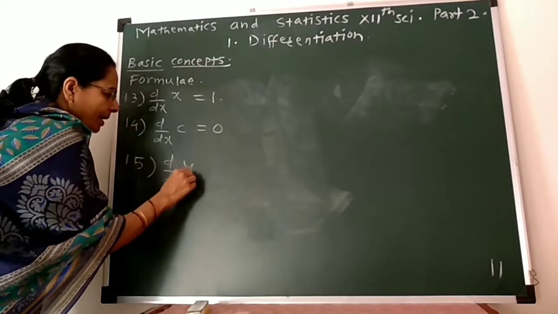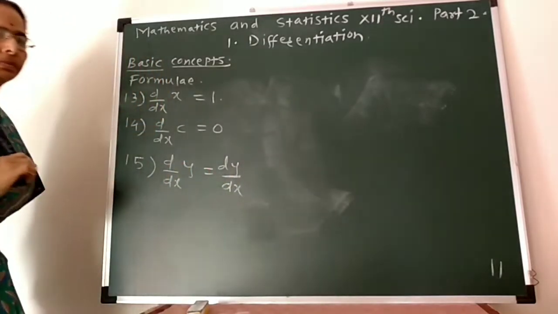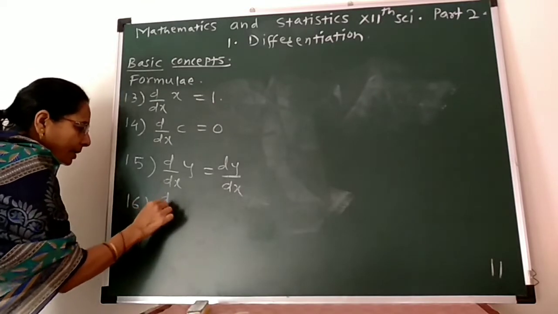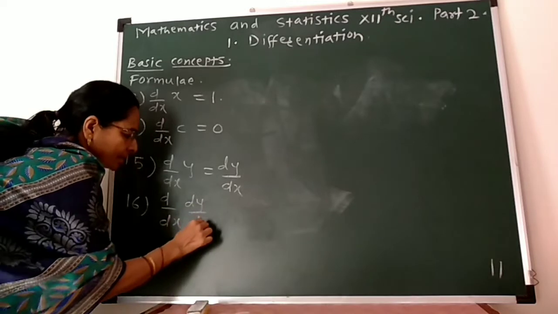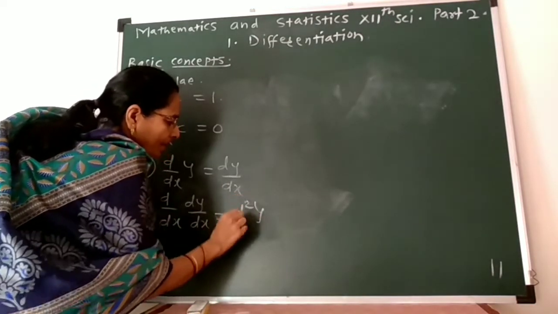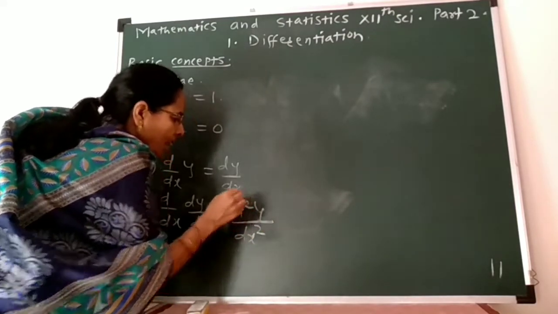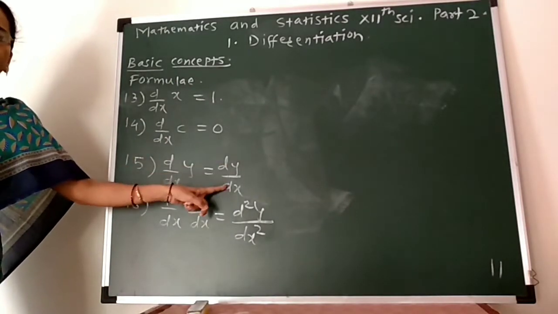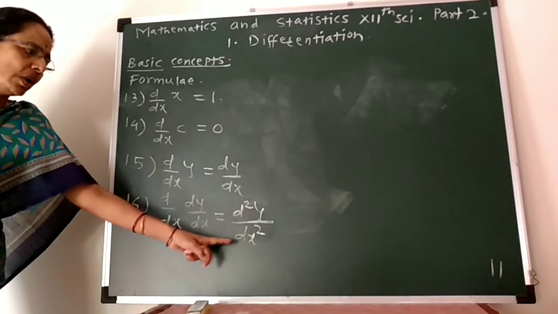d/dx of y is equal to dy by dx. d/dx of dy by dx is d2y by dx square. Always remember this: d/dx of y is dy by dx, and d/dx of dy by dx is equal to d2y by dx square.